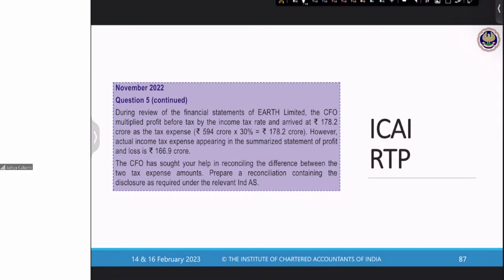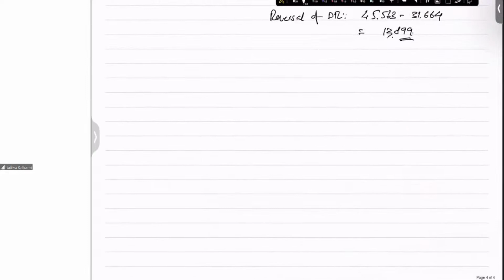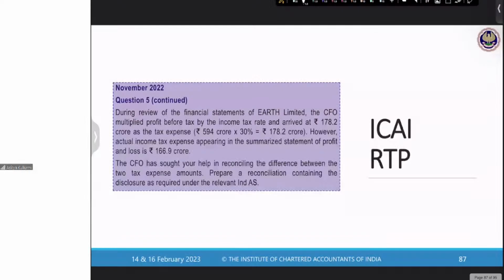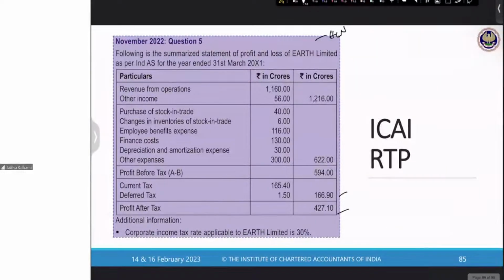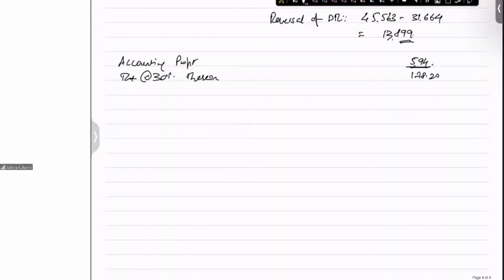Prepare a reconciliation. So very simple. See, we start with 594. Okay, I will draw it here. Okay, you can take a note later on. I'm in a little bit of a hurry. That is why I am just proceeding. Accounting profit is 594. Tax at the rate of 30% thereon comes to 178.2. So this is what is going to be the tax. But the tax is 166.9. So now we will have to give a reco.